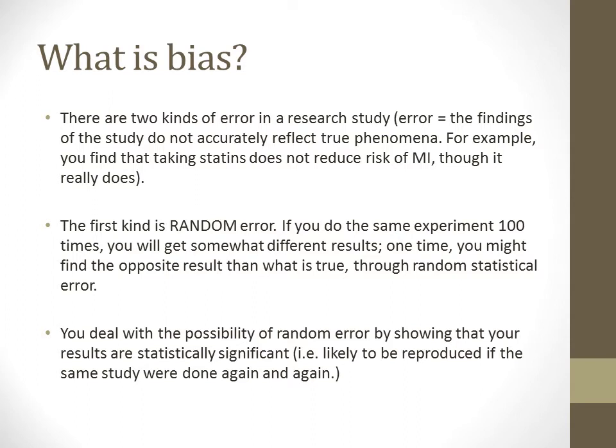The first kind is random error. You cannot do anything about random error. If you do the same experiment 100 times, you'll get somewhat different results. And one time, you might find the opposite result than what is true. And that is just random statistical error. And that's why we have the 0.05 p-value to tell you whether your results are statistically significant. And we'll talk about that more in the next lecture.